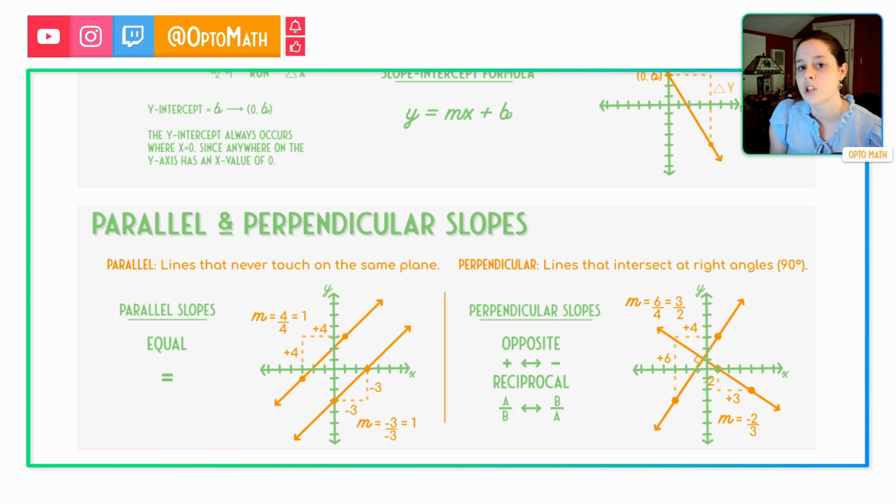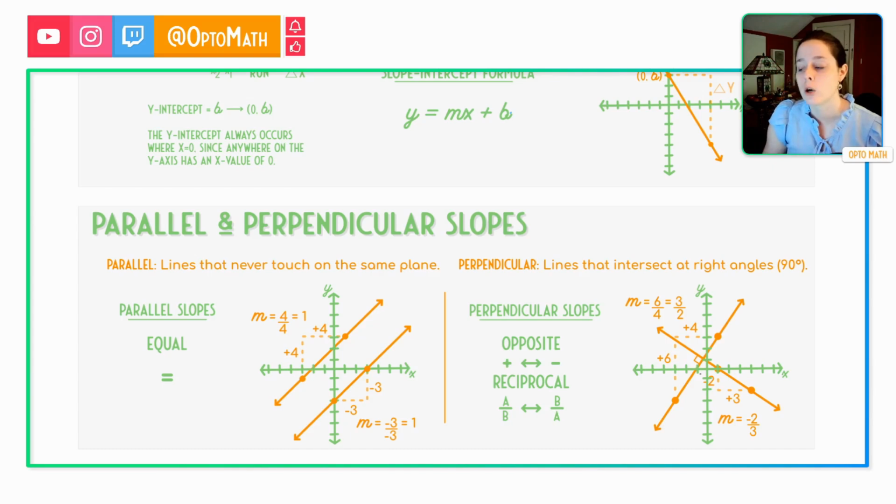So let's think about the slopes. The slopes of perpendicular lines are always 2 things going together. They're always opposites of each other, and they are reciprocals of each other. Opposite means you're going to change sign. So if you're positive, you become negative. If you're negative, you become positive. Reciprocal means you're swapping the location of numerator and denominator. So if it's a over b and you're finding the reciprocal, it's now b over a.